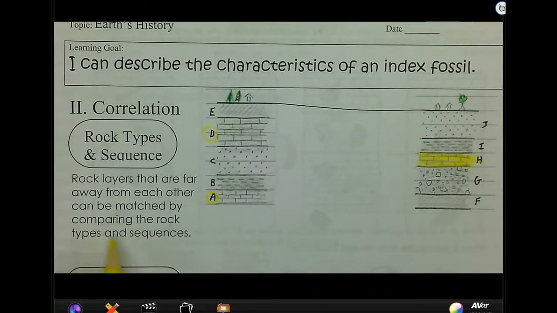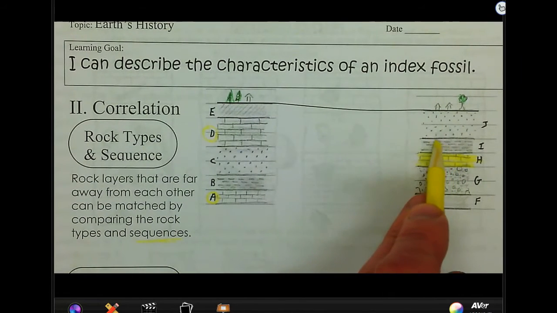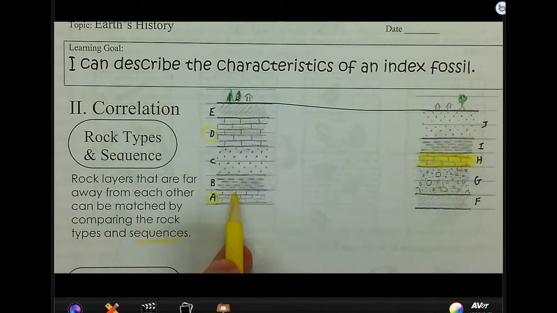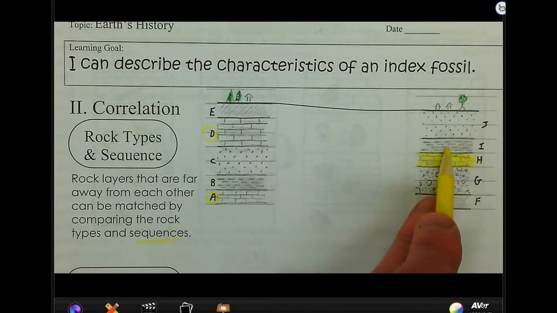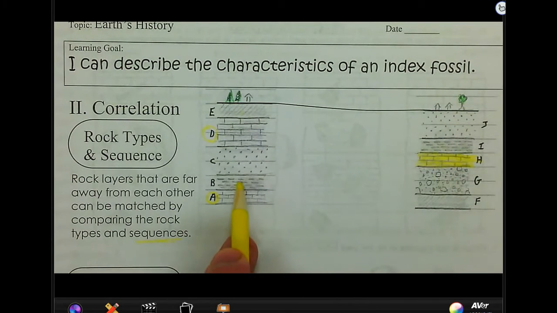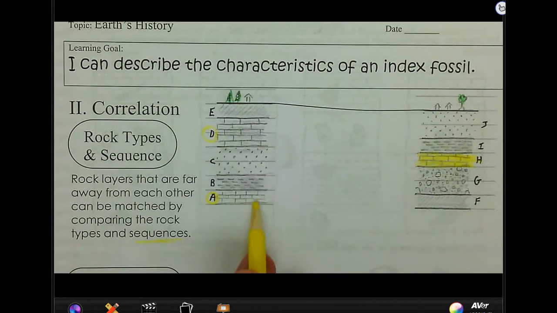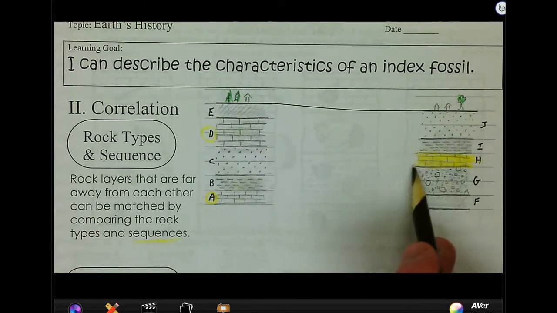I'm also going to look at the sequences of the rocks. Here I have a shale above rock layer H. D has a gypsum above it, and E also has a shale above that. A has a shale above it. It also then has above that shale a sandstone, and above this shale B, there's a sandstone C. So I would guess that H would best fit with A than it would with D. So I'm going to match or correlate those two rock layers by connecting them.